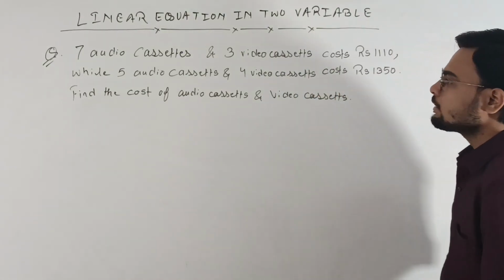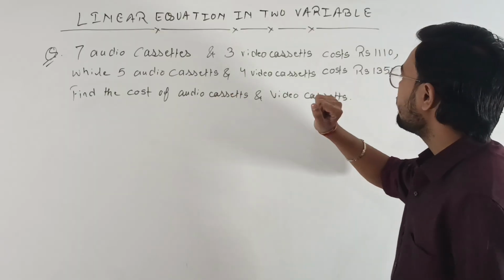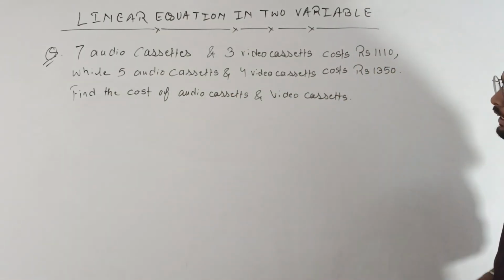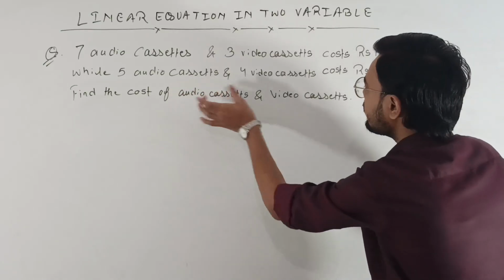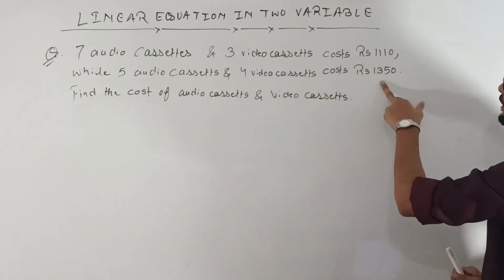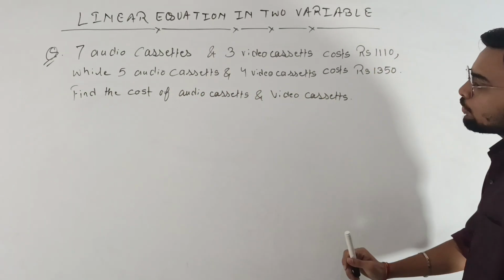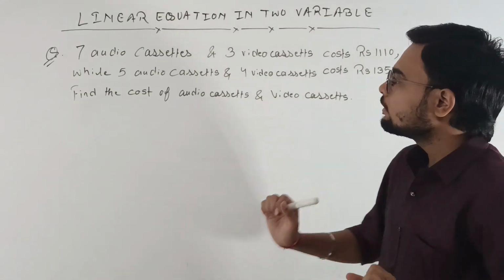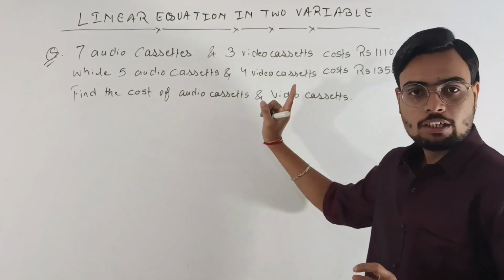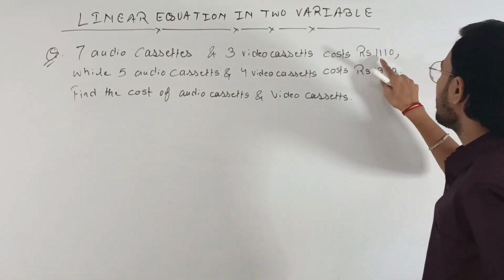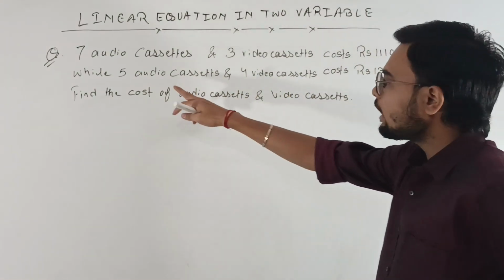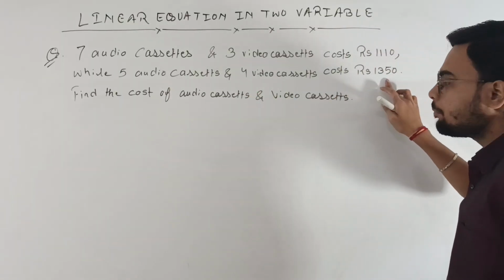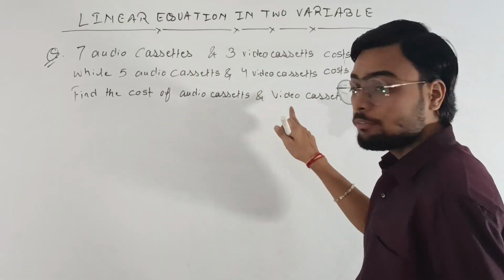So our first word problem is: 7 audio cassettes and 3 video cassettes cost rupees 1110, and 5 audio cassettes and 4 video cassettes cost rupees 1350. We have to find the cost of 1 audio cassette and 1 video cassette. Understood? There are 7 audio cassettes and 3 video cassettes. Both cost 1110 rupees, and 5 audio cassettes and 4 video cassettes both cost rupees 1350. Then we have to find the cost of audio and video cassettes.